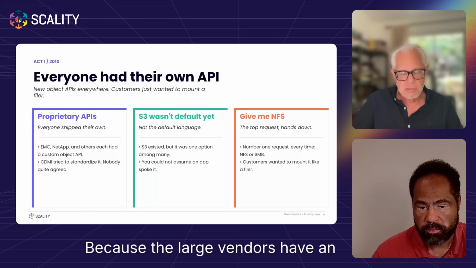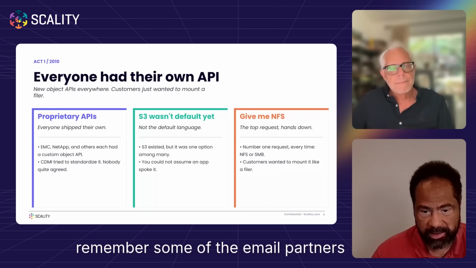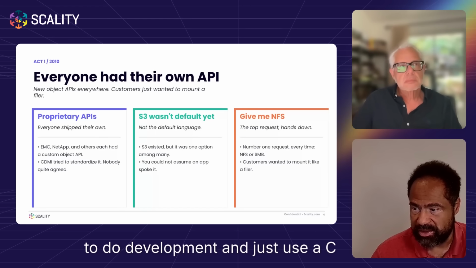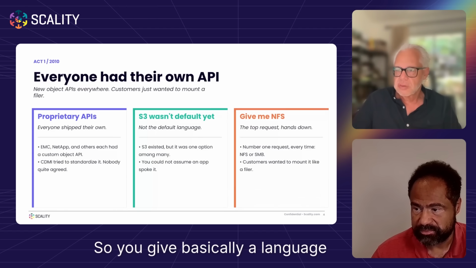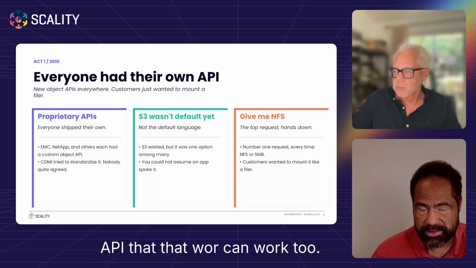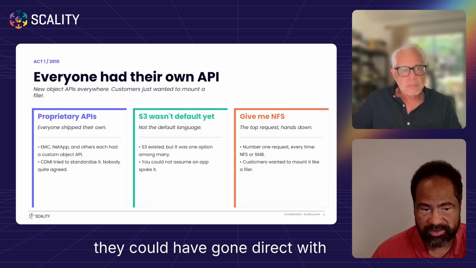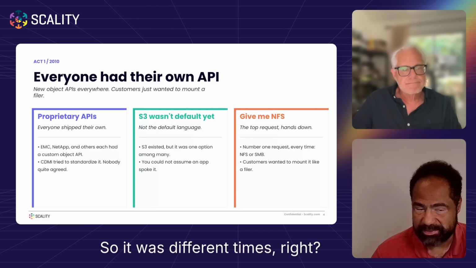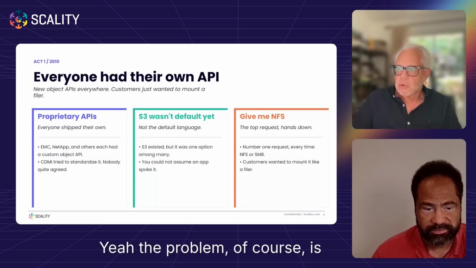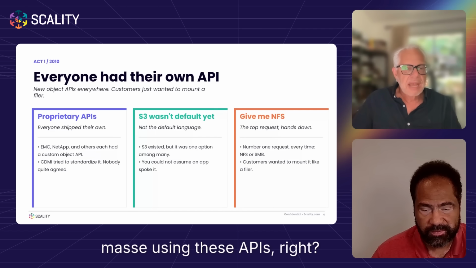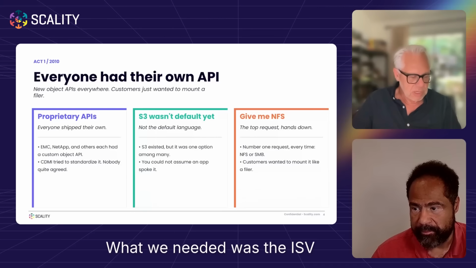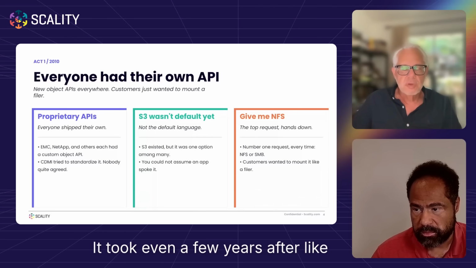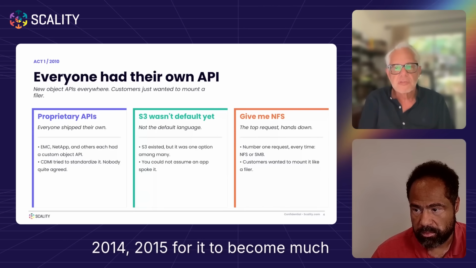Because the large vendors have an installed base. I remember some of the email partners like OpenWave, they were not scared to do development and just use a C library. So you give them basically a language API that can work too. In the end, they went HTTP, but they could have gone direct with just a C library. It was different times, right? Yeah. The problem, of course, is that the apps weren't really in mass using these APIs. What we needed was the ISV community to start embracing it. And so it wasn't clear. It took even a few years, until around 2014, 2015, for it to become much more clear.